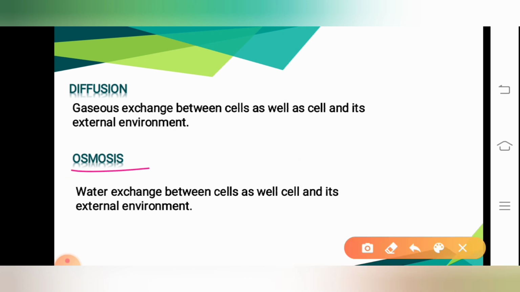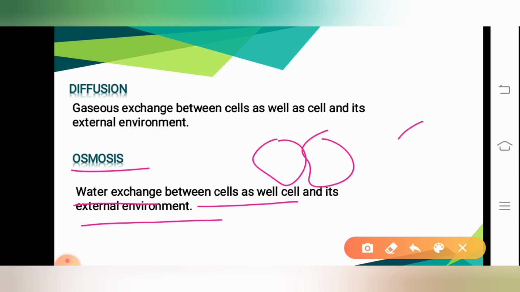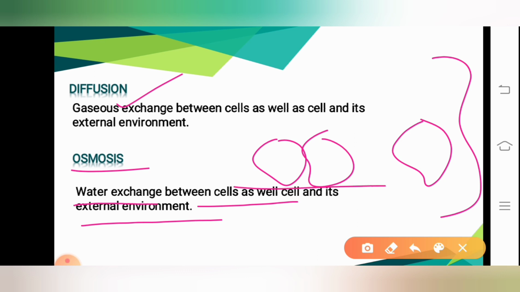When I talk about osmosis, it is a process where the exchange of water takes place. Water exchange between cells, as well as between the cell and its external environment. It happens between a cell and a cell, or a cell and an external environment. It is the same as what we discussed in diffusion, but here the exchange of water is seen instead of gaseous exchange. In diffusion we saw the gaseous exchange, but in osmosis it is the exchange of water.